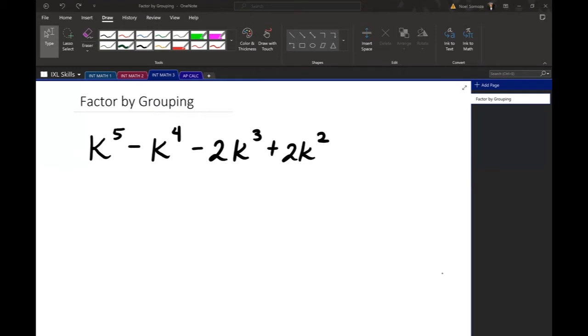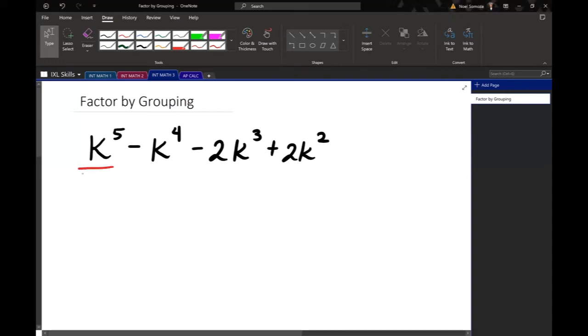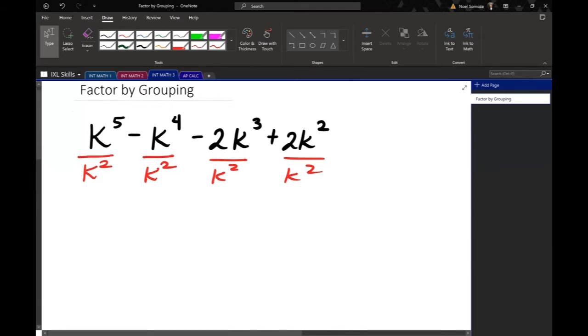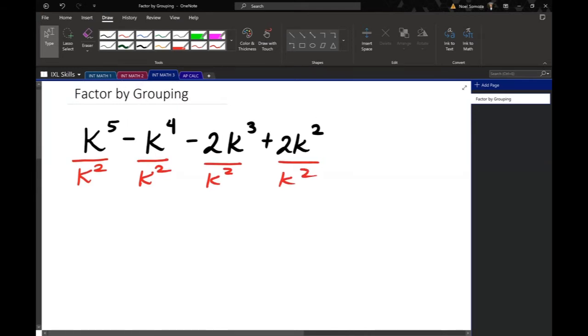So if you look through k to the fifth minus k to the fourth minus 2k to the third plus 2k squared, there is a common factor that they all share. They all can be factored by k to the second power, right? They all have that in common. So we're going to go ahead and begin with that, all right? We're going to divide all terms by k squared, and hopefully this will pay off in the long term by giving us a little bit of an easier problem to deal with later on.